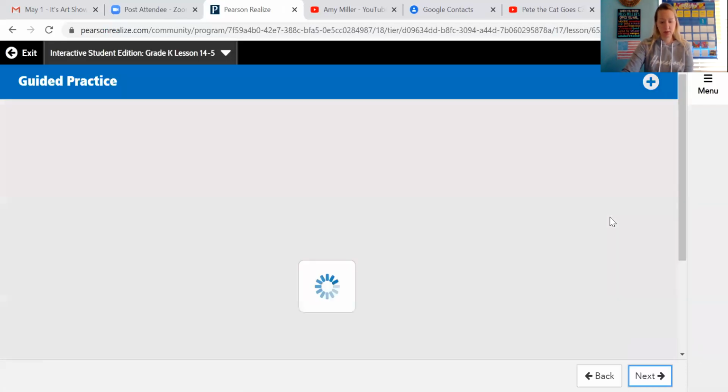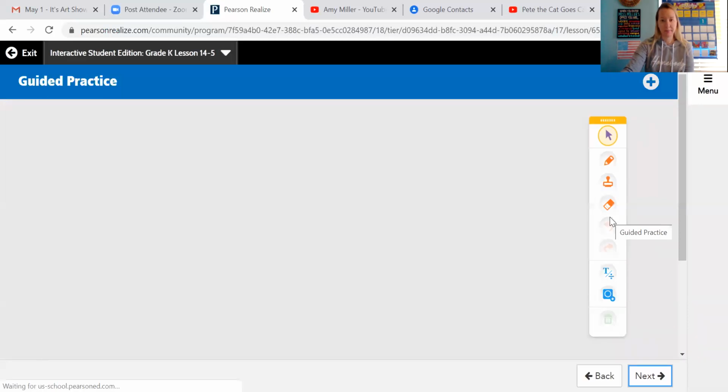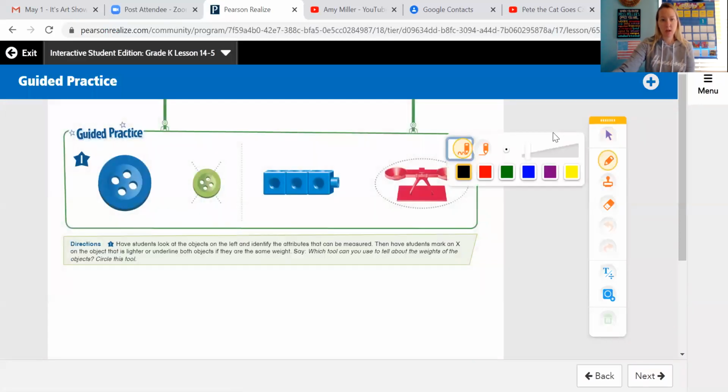Let's get started with number 1. Number 1 says, look at the objects on the left and identify the attributes that can be measured. So if we look at buttons, could we measure the length or height? Sure. Could we measure how much they weigh? Yes. Could we measure how much they hold? They don't have a capacity, so I don't think so on that one.